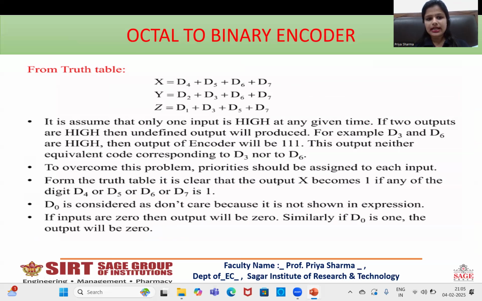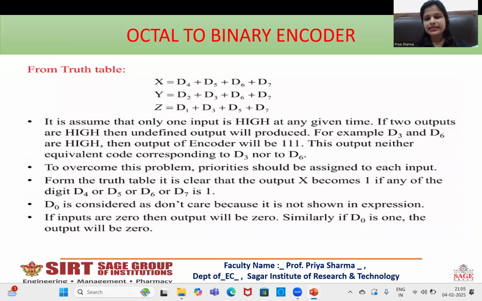If two inputs are high, then an undefined output will be produced. For example, if D3 and D6 are high, then the output of the encoder will be 111. This output is neither the code corresponding to D3 nor to D6. To overcome this problem, priority should be assigned to each input.